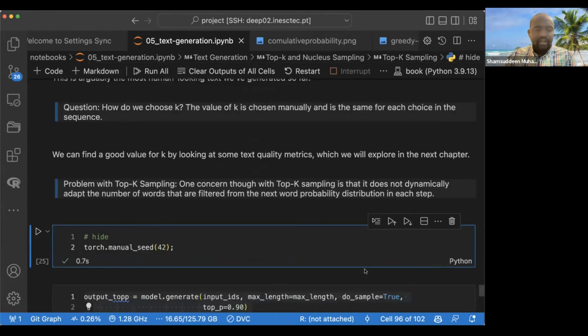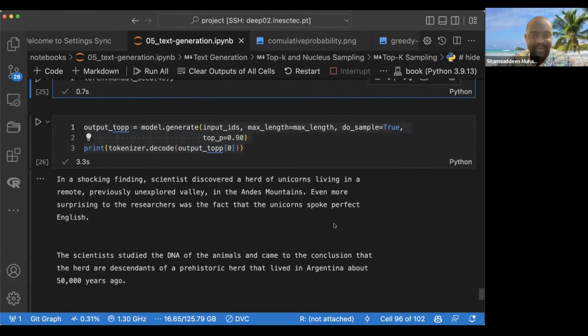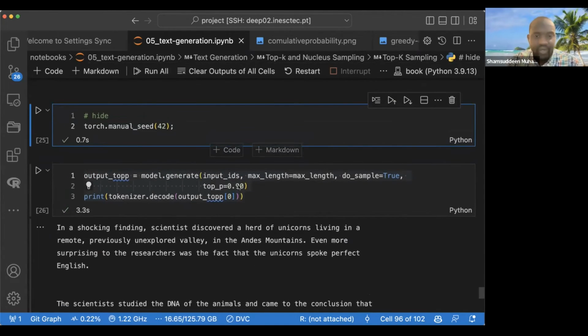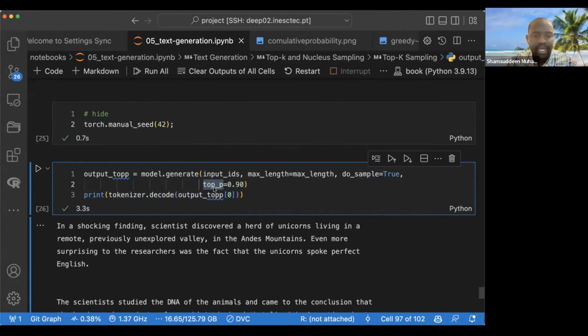Maybe somebody can explain again the top P, because I rushed this slide at the last minute, and this one I cannot explain well. So even as you just explained, can you explain again how top P works?